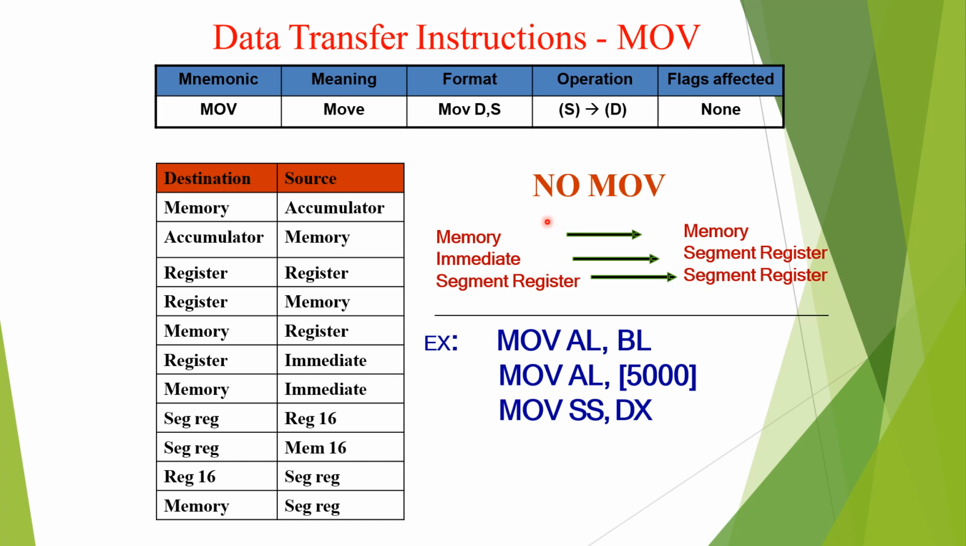The important note is that no MOV, that is, no data transfer operation, is possible from one direct memory location to another memory location, we cannot copy immediate data to a segment register, and data transfer from one segment register to another segment register is also not allowed. So these are the three conditions that you can remember for no MOV.